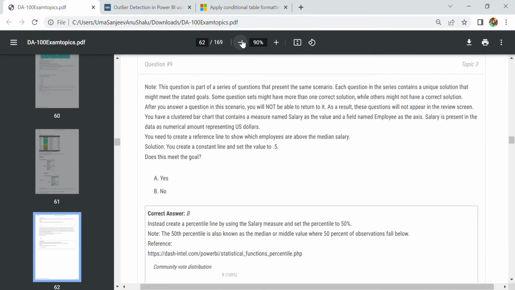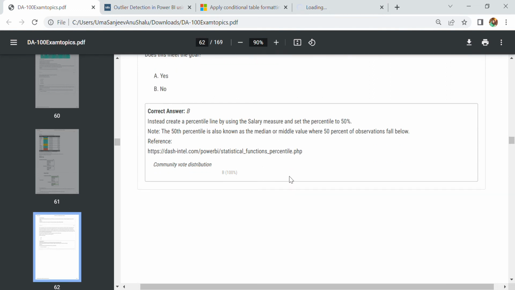You create a constant line with the value 0.5. This is not the correct answer. Instead, create a percentile line by using the salary measure and set the percentile to 50%. Also, the 50th percentile is known as the median value. For more information, because this is also a very important topic, on the statistical function percentile, you can go through this link, dash_intel.com. From there you can learn more about this topic.